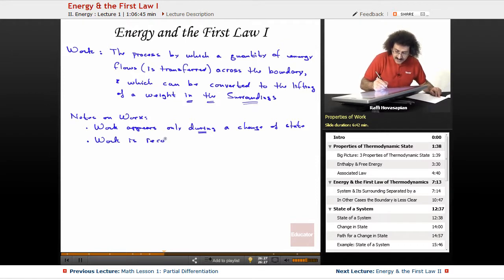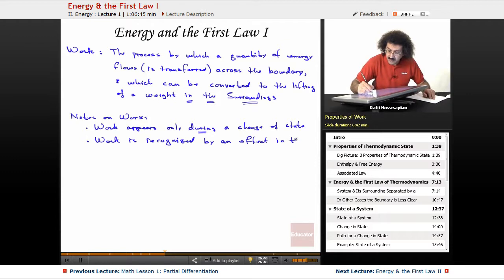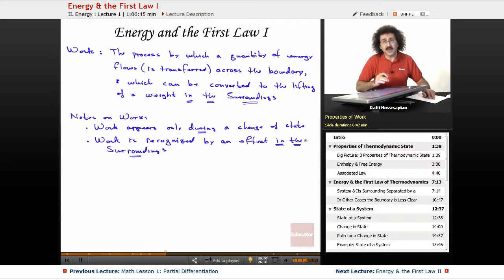Work is recognized, identified as work, by an effect in the surroundings. This is probably the most important part. In the surroundings. It's the surroundings, what happens, what we observe in the surroundings that lets us know what's actually happening in the system. It's indirect. We don't actually observe a system. We observe the effects of the surroundings, and that tells us what's happening in the system.